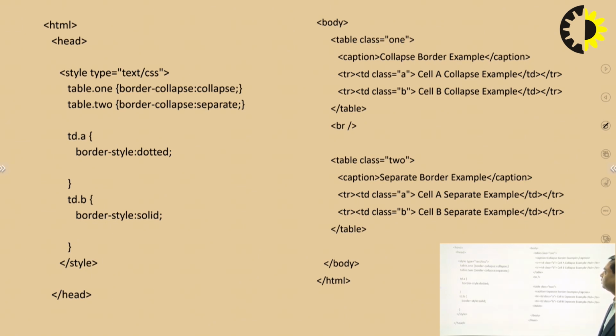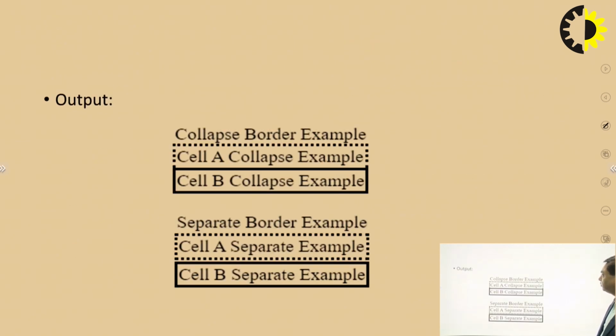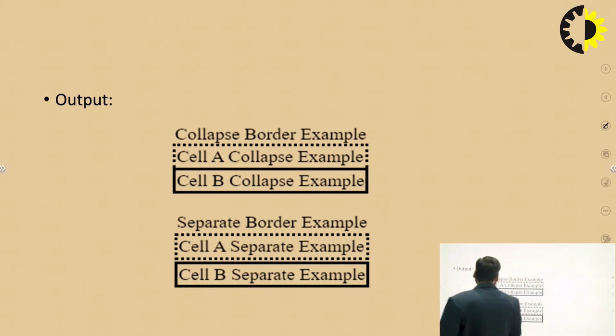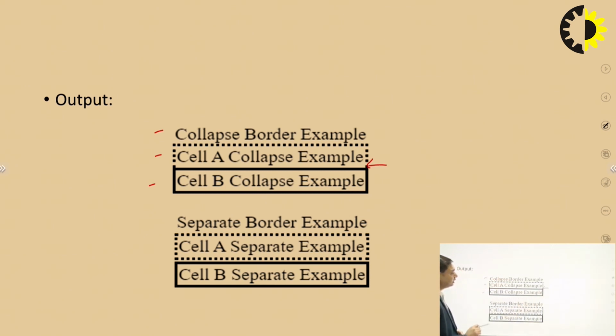So before going with the example, let's see the outcome. Now we can say it is a table with three cells: the first, second, third. Here you can see this border is collapsed, meaning it looks like a single border for the second cell as well as for the third cell. Similarly, it is a single border for the first cell as well as for the second cell. So here you can see the border of each cell is collapsed.